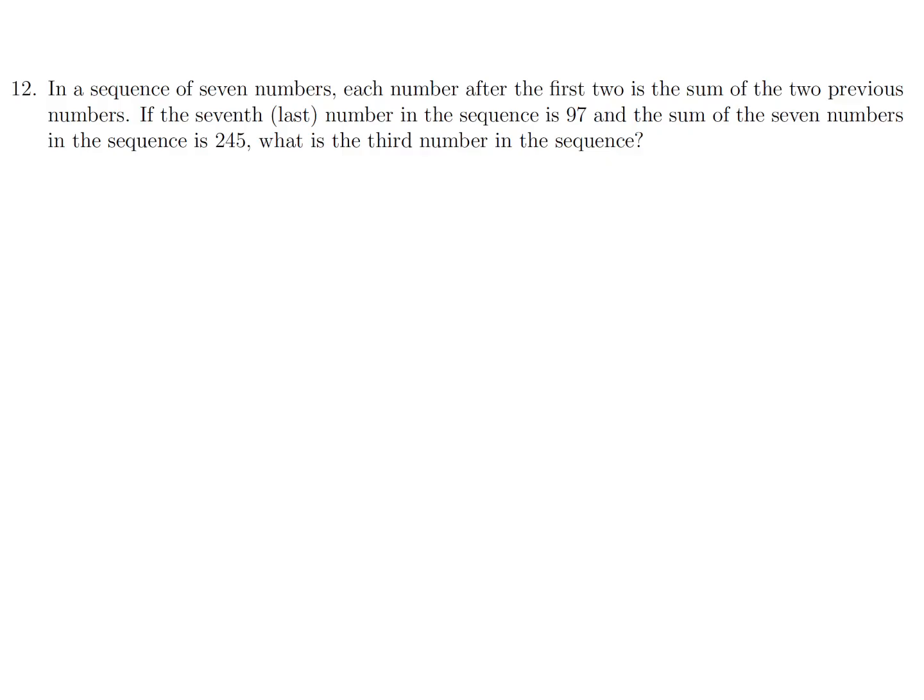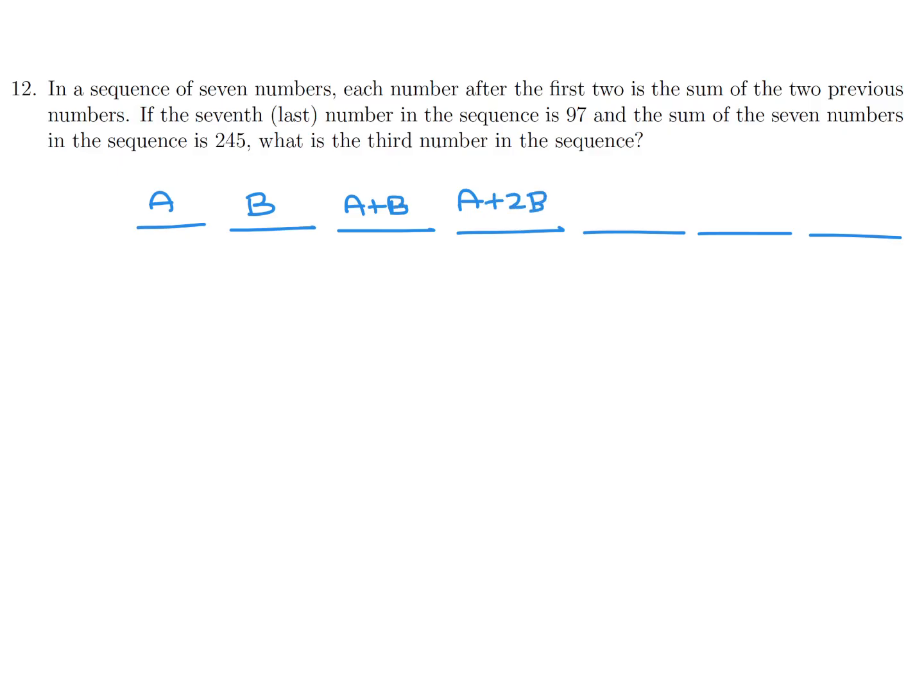In a sequence of 7 numbers, each number after the first 2 is the sum of the previous numbers. If the 7th number in the sequence is 97 and the sum of the 7 numbers in the sequence is 245, what is the third number in the sequence? So we have these numbers. There's 7, right? Okay. So we have an A, then a B, then an A plus B, then A plus 2B, just following what the question tells me. 2A plus 3B, 3A plus 5B, and then finally 5A plus 8B.